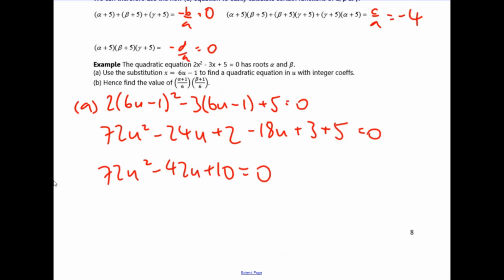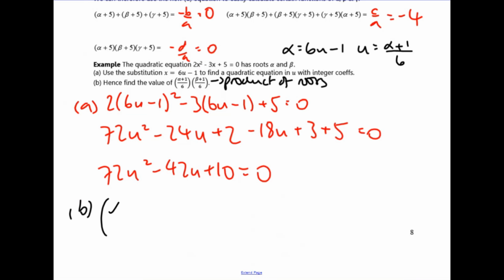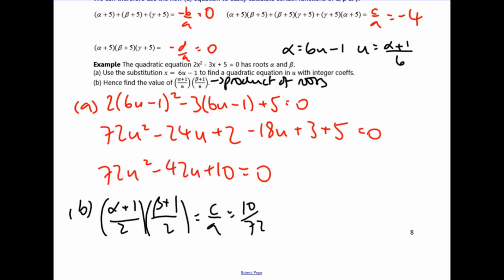Then hence find the value of this thing here. What you've got to notice is that if x or alpha equals 6u minus 1, if you rearrange this to make u the subject, you get u is alpha plus 1 over 6 or beta plus 1 over 6. So this is equal to the product of the roots of the new equation. Now the product of the roots of the new equation is just equal to c over a for the new equation. And so that's 10 over 72. Or 5 over 36.